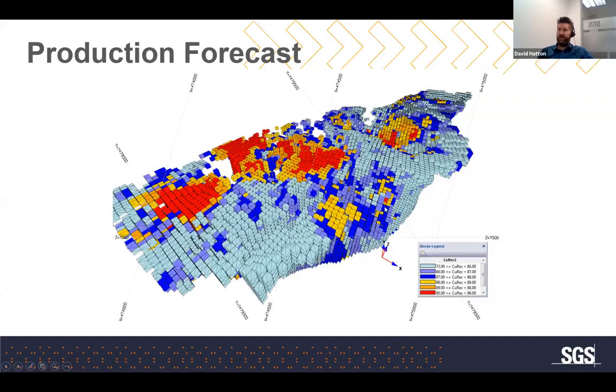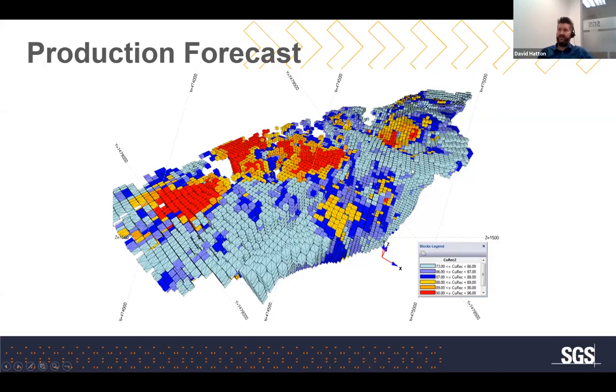This is the block model, and the colors indicate the flotation recovery. So the reds and the yellows are the high recovery samples, or the high recovery blocks in the deposit. The turquoise and the blue are going to be the lower recovery parts of the ore body.